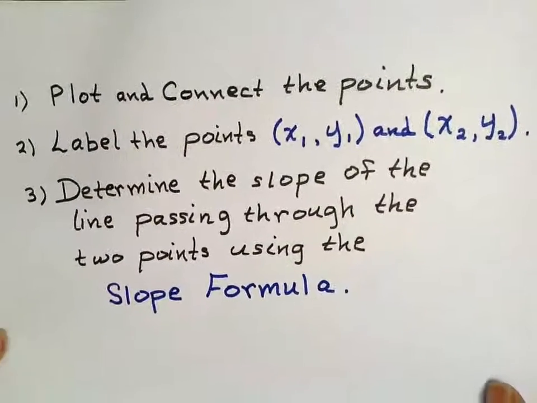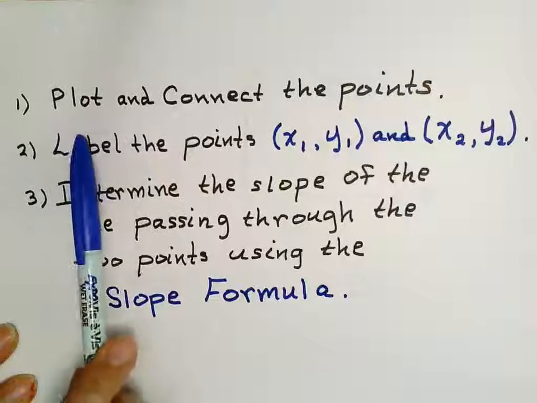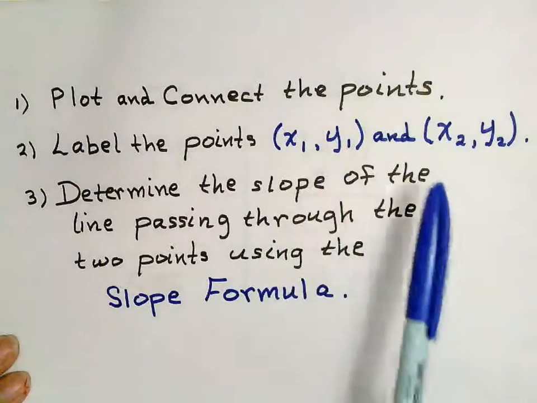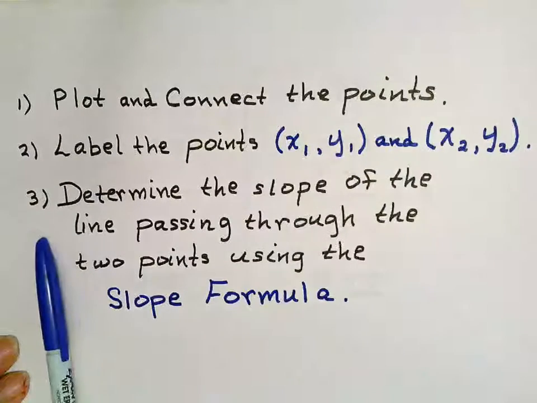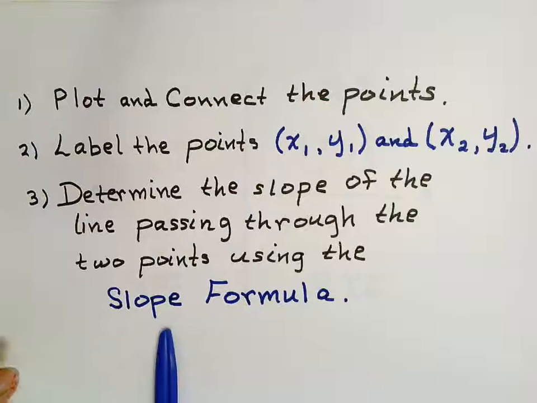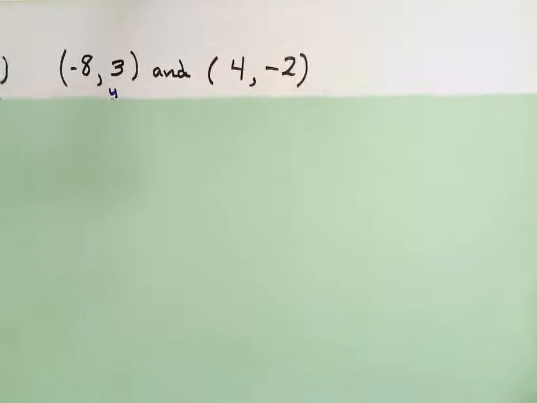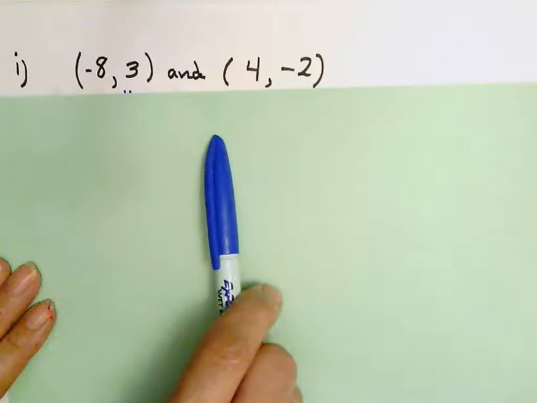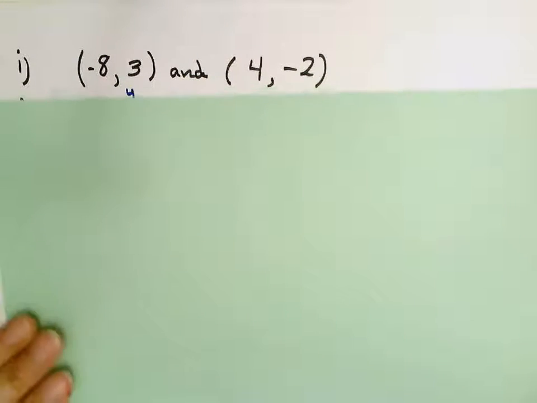We're going to be plotting 3 pairs of points, and we're going to plot and connect the points and label the points x sub 1, y sub 1, x sub 2, y sub 2. Then we're going to determine the slope of the line passing through the 2 given points using the slope formula. In the first example, we're given the points negative 8, 3 and 4, negative 2.